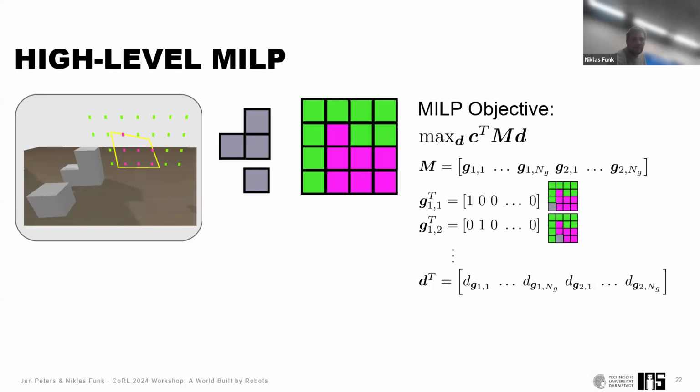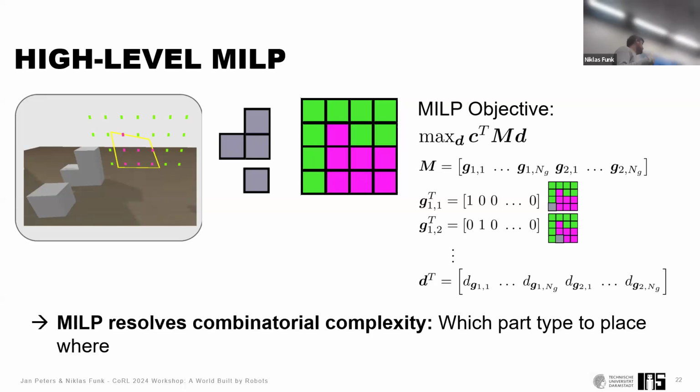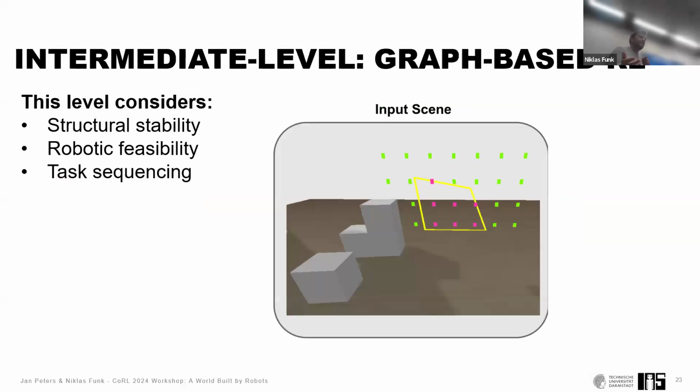Then this matrix M basically encodes how the grid state changes if you place the available blocks at different locations. And finally, D are the decision variables that you want to optimize for. And once you run this optimization as output, the mixed integer optimization tells you which block type should go where.